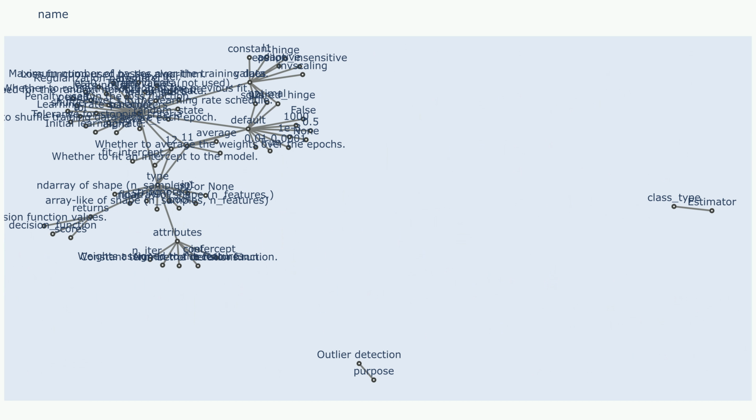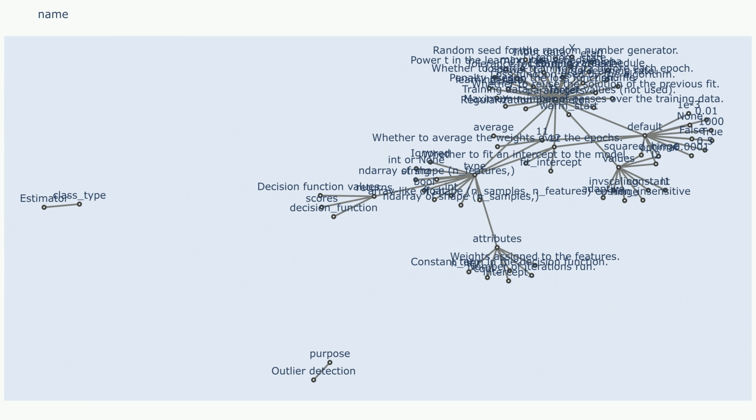Shuffle controls whether data is shuffled before each SGD epoch. Shuffling can improve training stability. Random state used for reproducibility. Setting a specific value ensures that the same random number generator is used for consistent results.